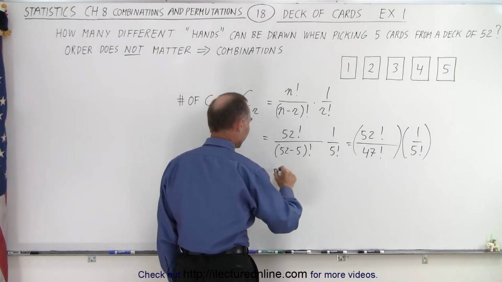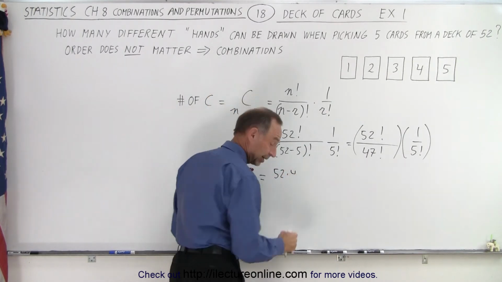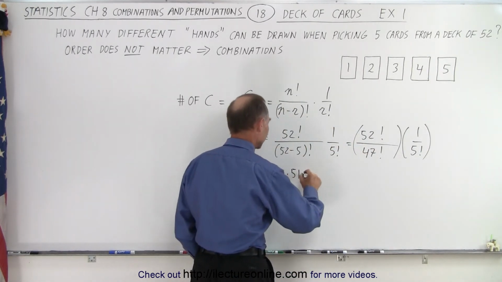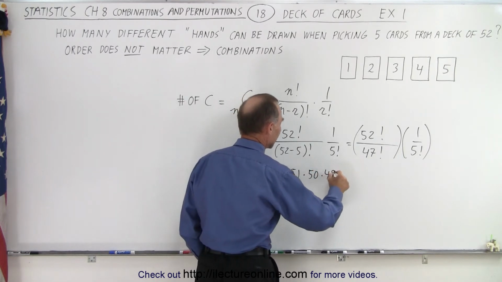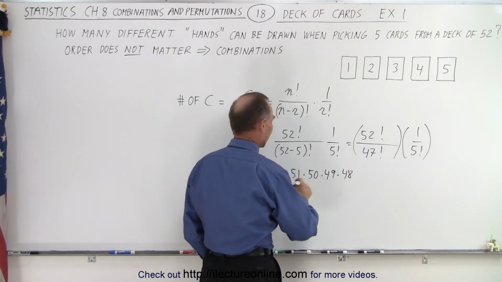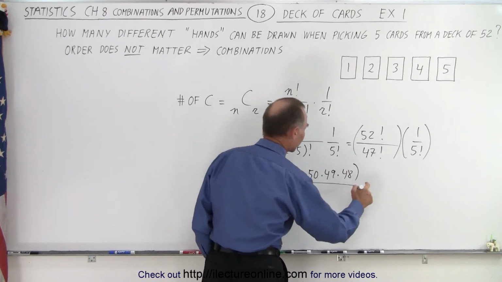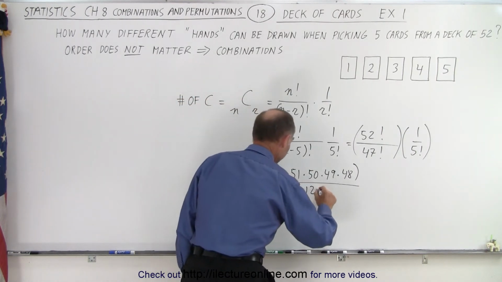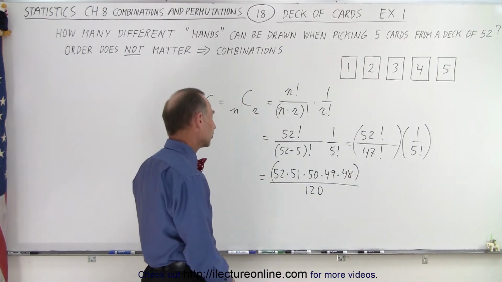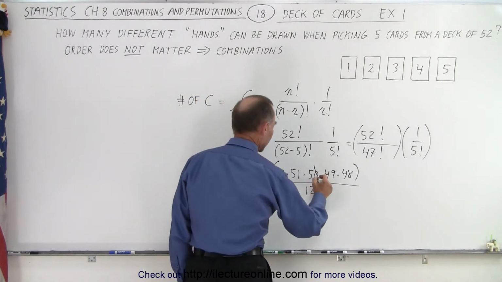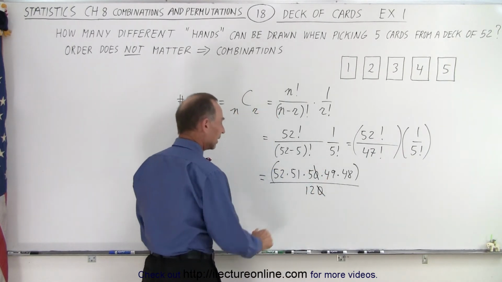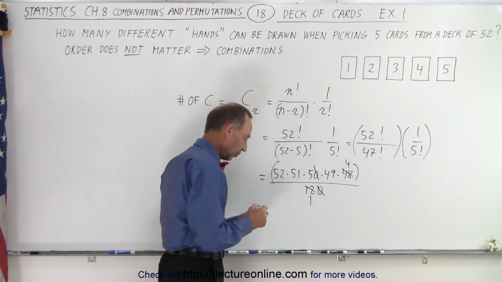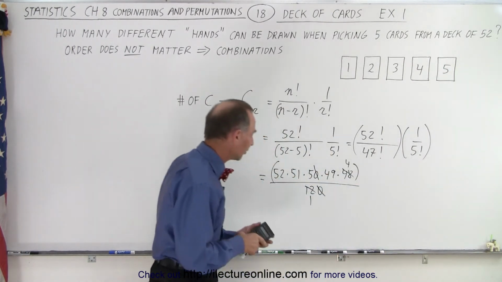Well, that becomes equal to 52 times 51, and I'm already writing the next one down. Thinking ahead too far, 51 times 50 times 49 times 48. And then we go ahead and divide it by 5 factorial, which is 1 times 2 times 3 times 4 times 5, which is 120. I guess we could simplify things a little bit. We can divide the numerator by 10 and the denominator by 10, and then 12 and 48. 12 goes into 48 4 times. And so that makes things just a little bit easier and faster.